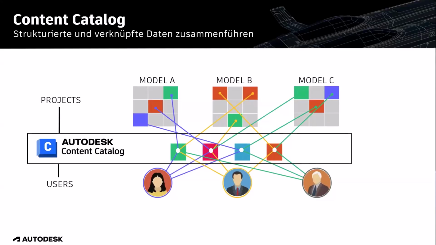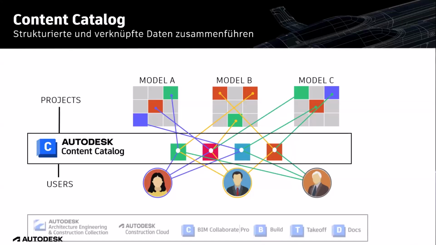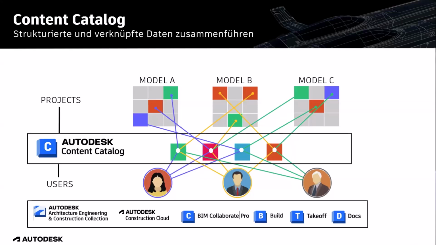Content Catalog attempts to overcome this challenge by creating a central storage for all your BIM assets that can be managed and shared across projects and users, available in the cloud with unlimited storage. Access to Content Catalog is based on a subscription that includes Autodesk Docs.